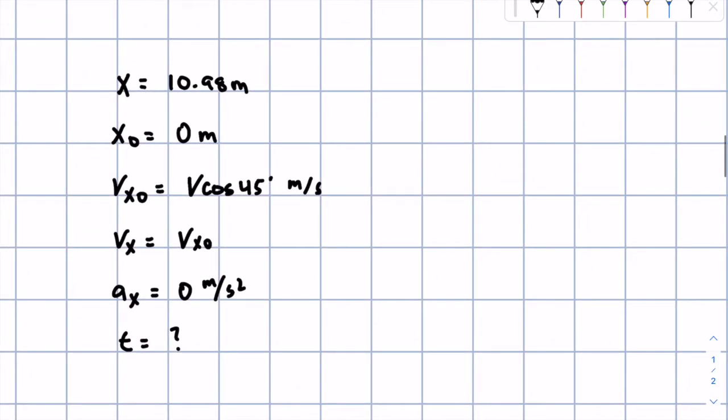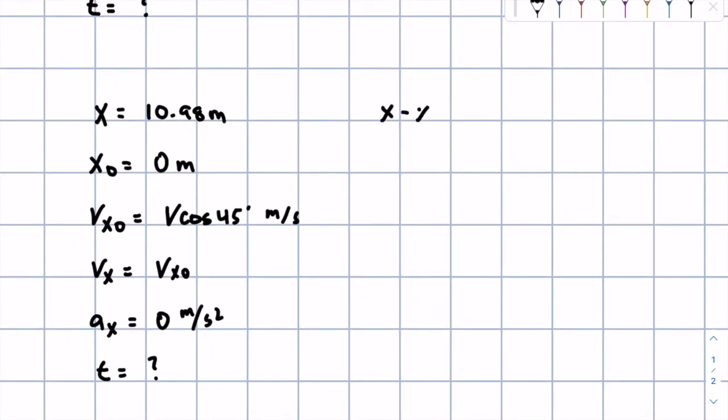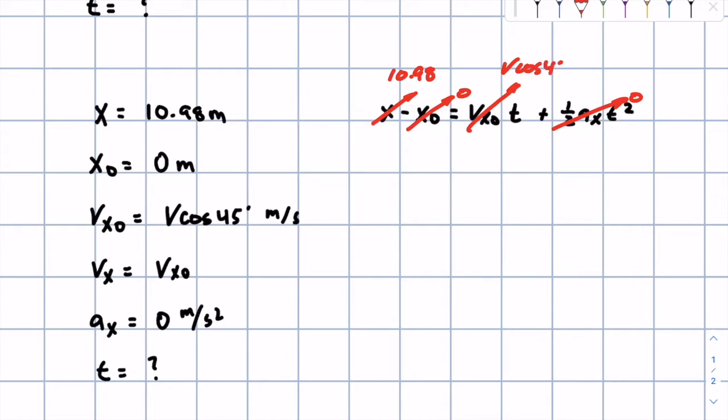All right, let's do the long equation. X minus x naught is equal to Vx naught times time plus 1/2 ax t squared. We know acceleration in the x is 0, so that term is gone. We know that x naught is 0, x is 10.98. We know that Vx naught is V cosine 45 degrees. We don't know time, so we're left with 10.98 is equal to V cosine 45 times time.